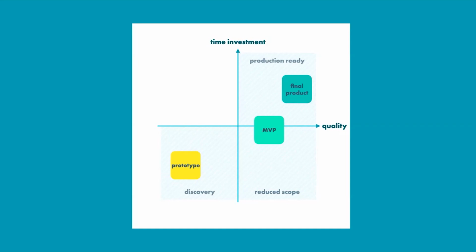So here we have 3 named quadrants on which we position versions of our product. So let's reiterate. Prototyping belongs to the discovery phase. MVPs lie somewhere at the intersection of the reduced scope and production ready, and the final product high up right in the production ready quadrant. So what about the 4th quadrant?